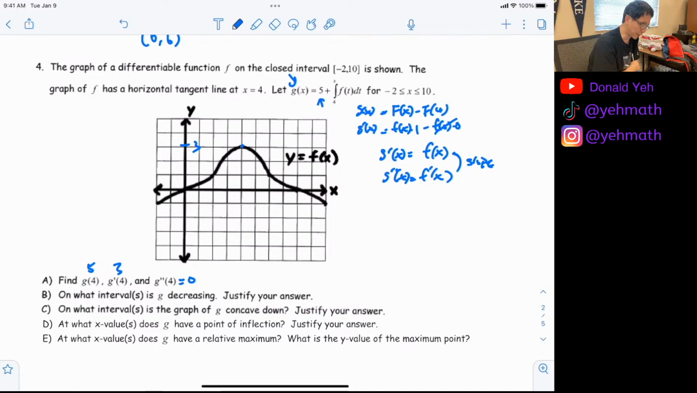Where is g decreasing? Well, if f of x is negative, so if f of x is less than 0, then g is decreasing. So it'll be negative 2 to 0, union from, I believe, 8 to 10.